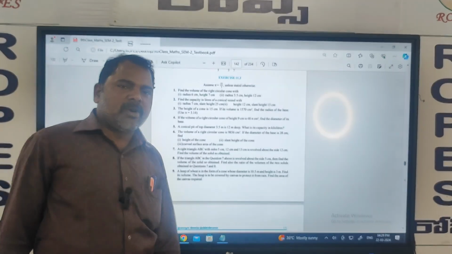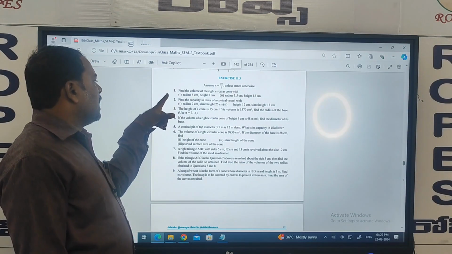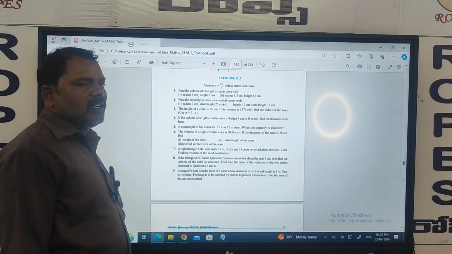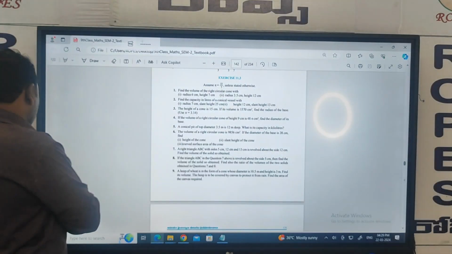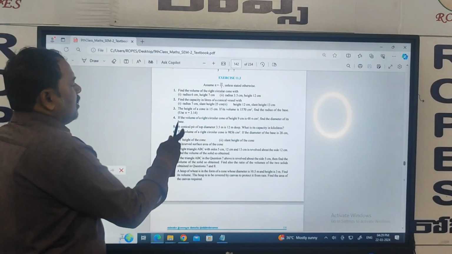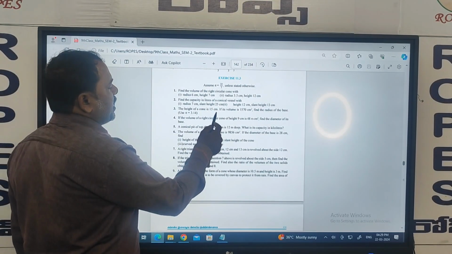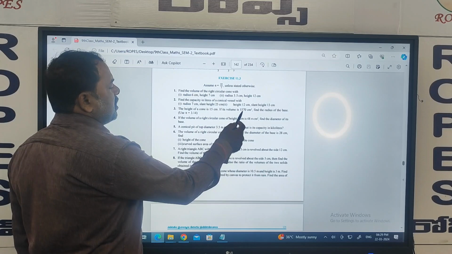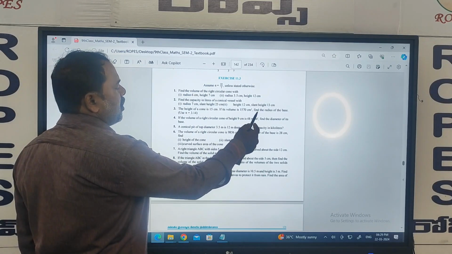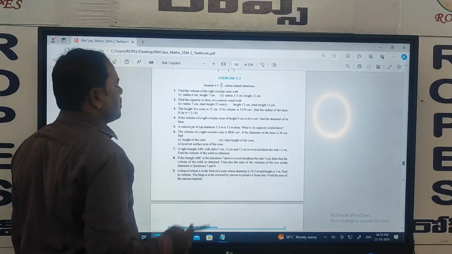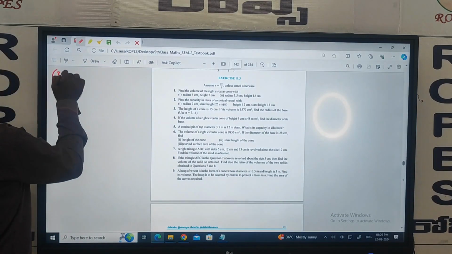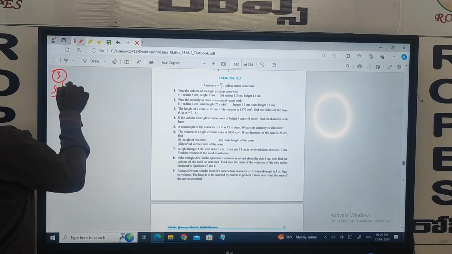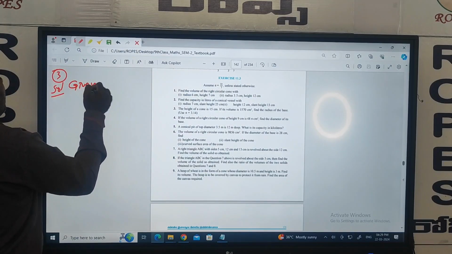Hi everyone, this is Umar from Ropes Organization. In the last class we discussed the first and second questions in exercise 11.3 of the 9th class, and today we discuss the third question. The height of the cone is 15 centimeters and its volume is 1570 centimeters cube. Find the radius of the base if pi is equal to 3.14. First, we have to write what is given.